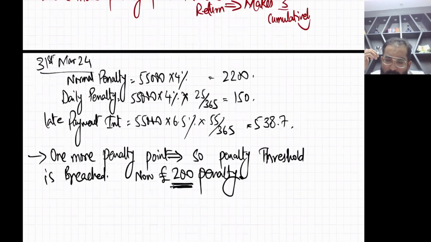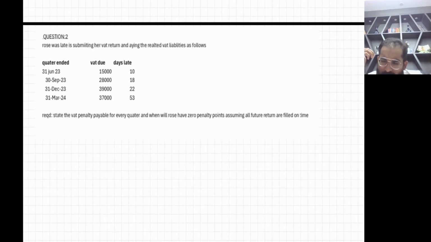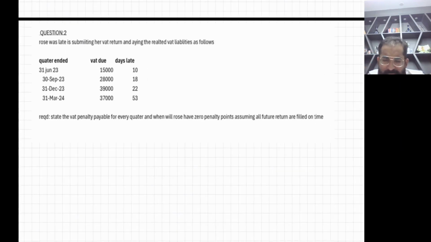Now I have made one more question for you. You can practice it yourself. It's the same as before, you have to start from zero, with no previous penalty history, the same as the last two questions. I have already taught you two questions, so you can try this question yourself, and if you have any issue you can ask our support department.